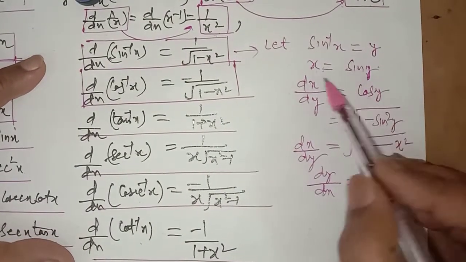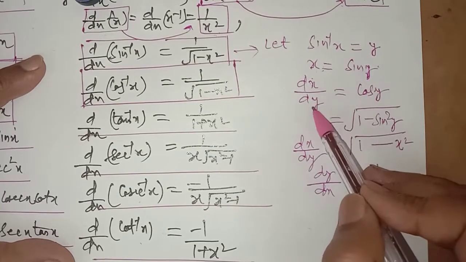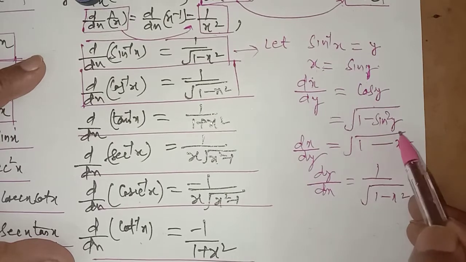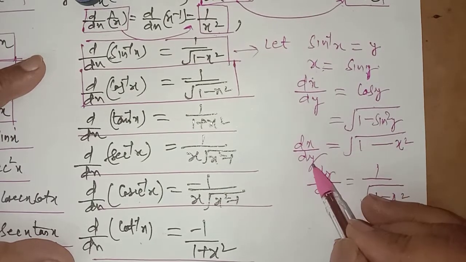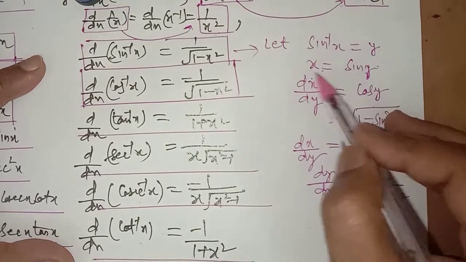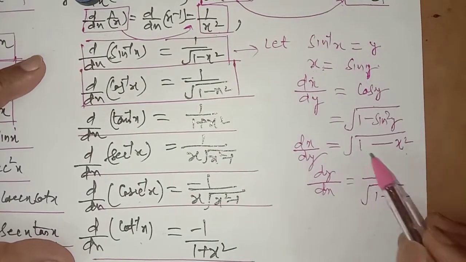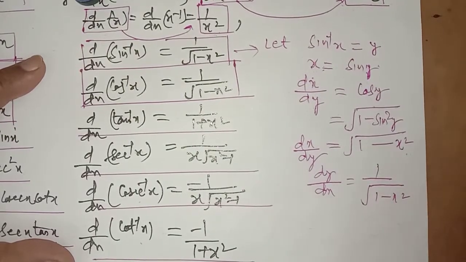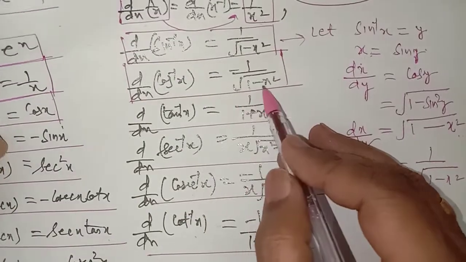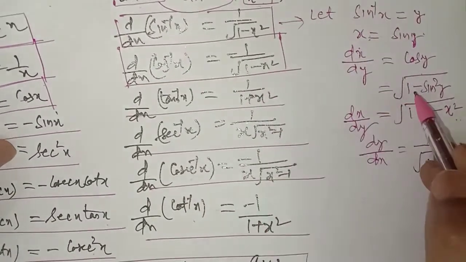Sine inverse x is equal to y, you can take x is equal to sine y, dx upon dy will be equal to cos y. For the cos y, you can write under root 1 minus sine square y. So d upon dy is equal to, in place of sine y, you can write x, so under root 1 minus x square, so dy by dx is equal to 1 upon under root 1 minus x square. So like this, the derivative of cos inverse x will be equal to minus 1 upon under root 1 minus x square. You can prove it like this.